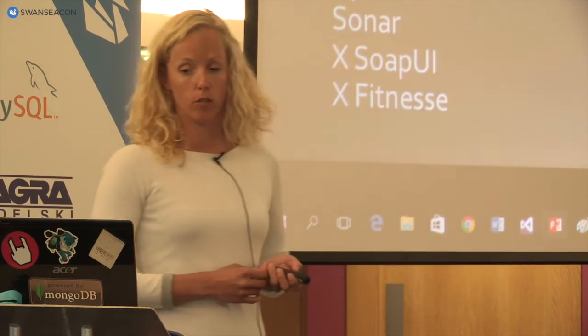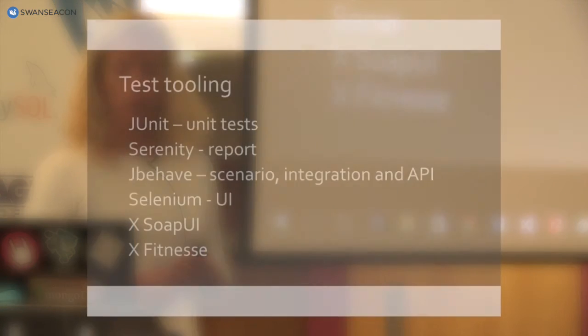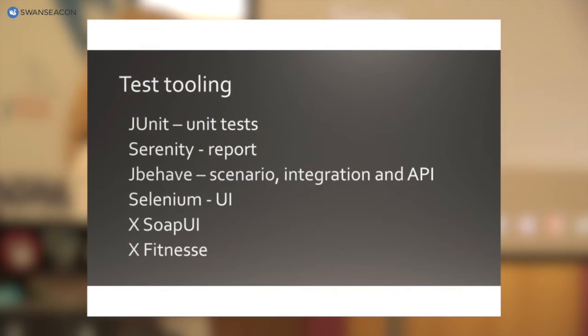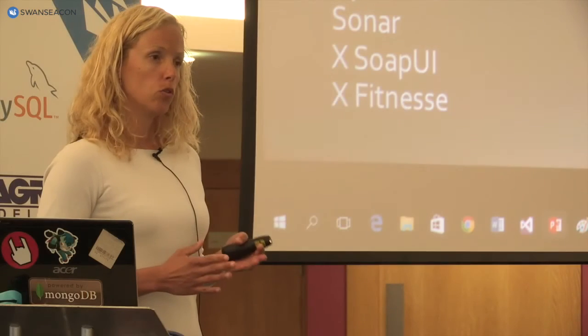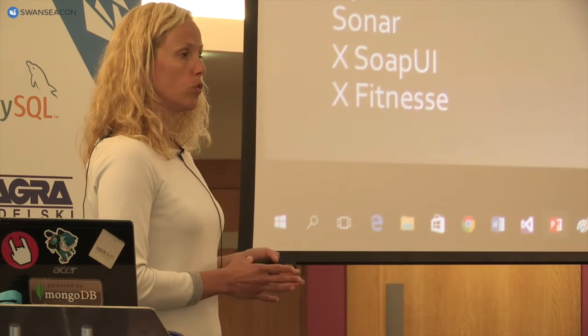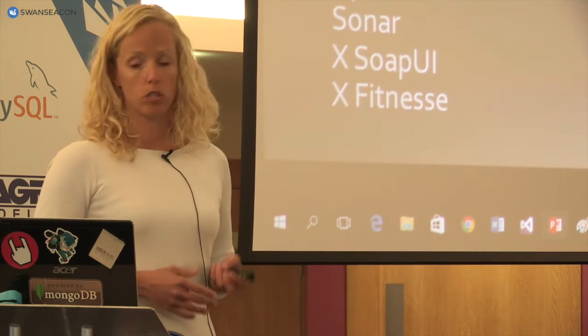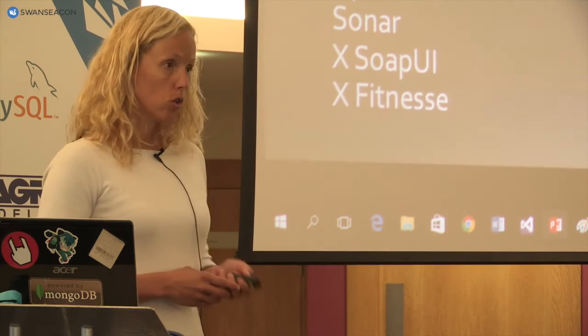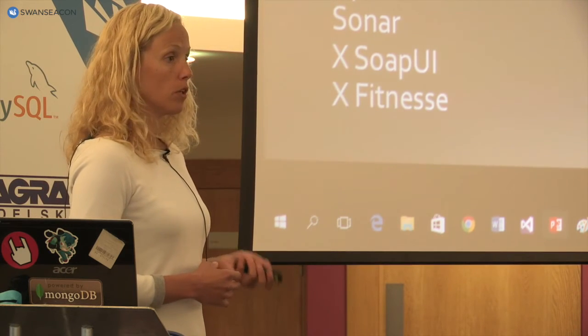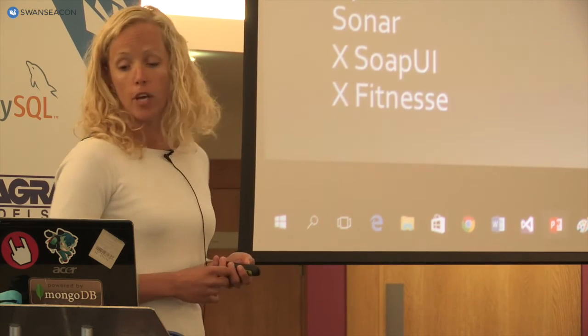So what QA tooling did we use? We used JUnit for our unit tests, Serenity for reporting on our unit tests. We used JBehave for scenario integration and API testing. We used Selenium for our UI testing. We used Upsource for peer reviews and the audit track on our peer reviews. So we want to be able to prove later that we did peer reviews to our auditors. And to prove that, Upsource is quite a nice tool. We use Sonar for code coverage statistics, amongst others, and Checkstyle.